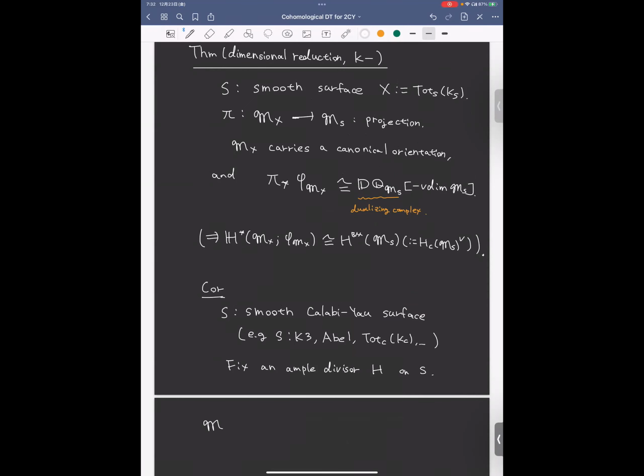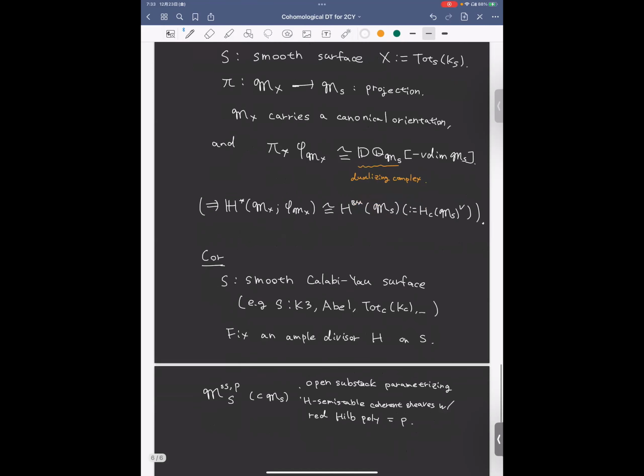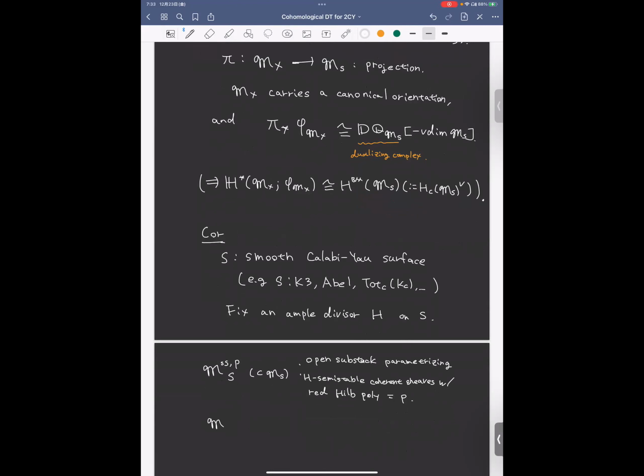And we consider an open substack M^{ss}_P of S. This is an open substack of M of S defined by, open substack parameterizing H semi-stable coherent sheaves with reduced Hilbert polynomial equal to P. And we define M^{ss}_P of X in the same manner.